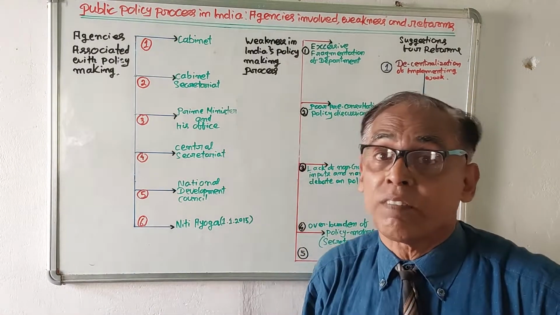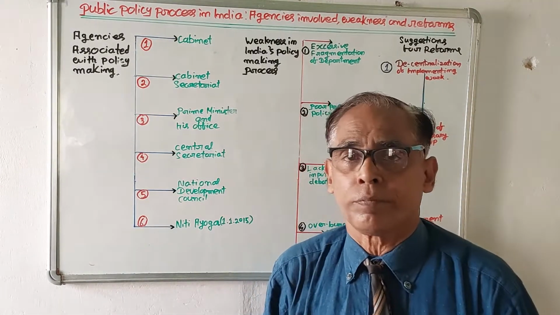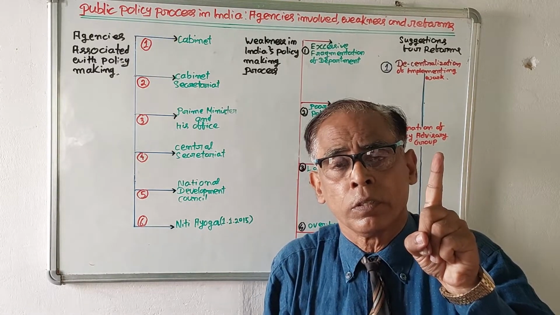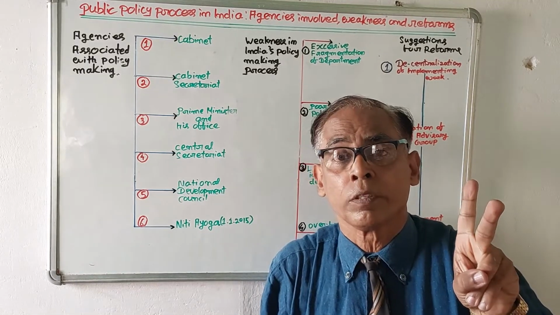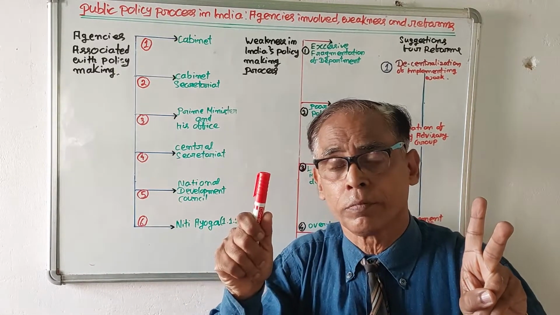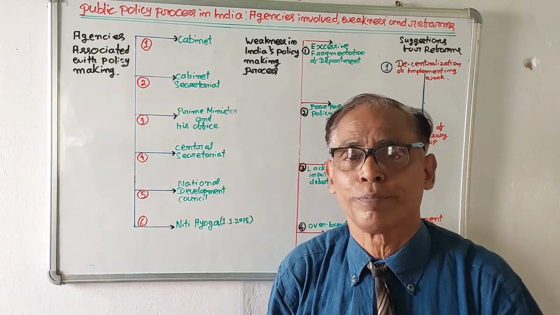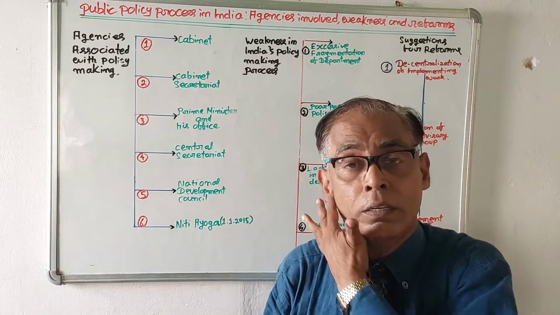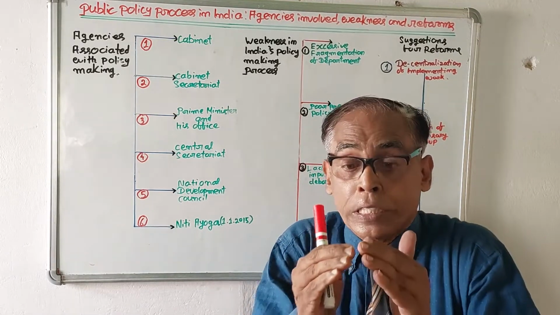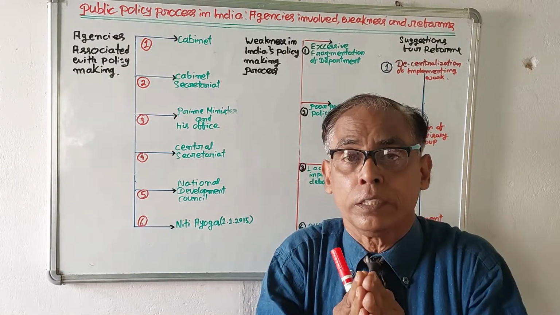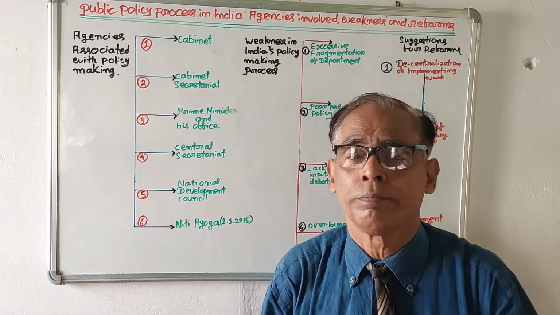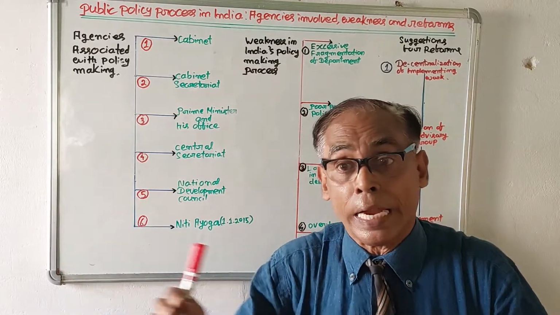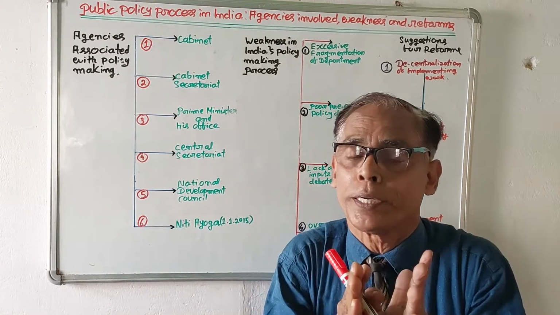Fifth one is National Development Council, NDC. National Development Council consists of the Prime Minister, important cabinet ministers, chief ministers of all states, and all union territories. It is the duty of the National Development Council to discuss the public policy which is to be made, and before it is placed in the parliament, the NDC must approve it.